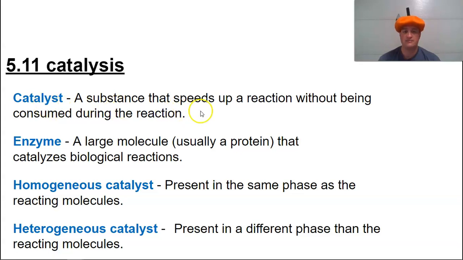So catalyst, something that speeds it up without being consumed, and consumed means like bonded into something else at the end. It's left over once the reaction is completed. Enzymes are a natural catalyst in biological reactions. And remember, homogeneous is present in the same phase, heterogeneous is present in a different phase.